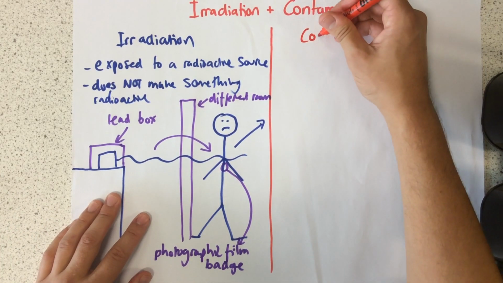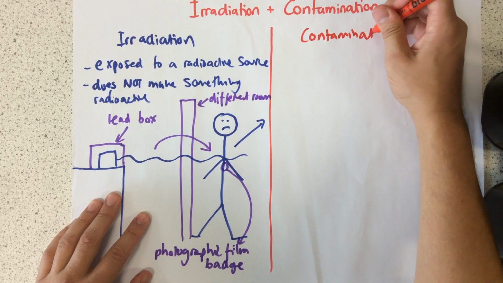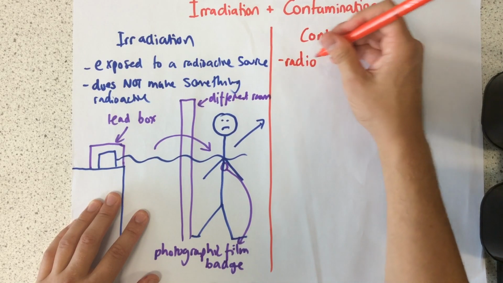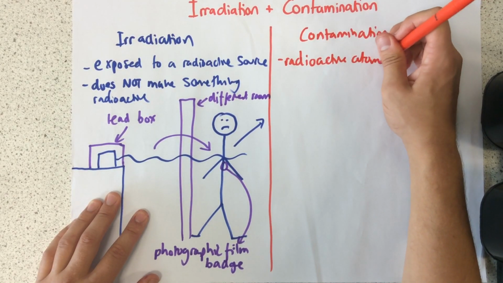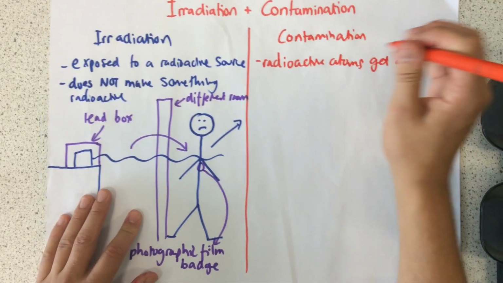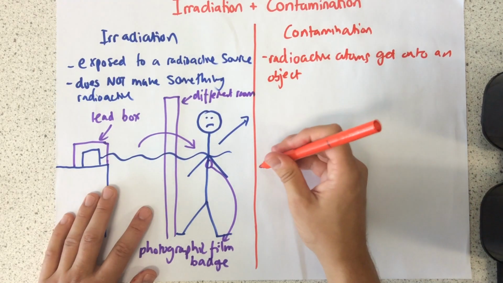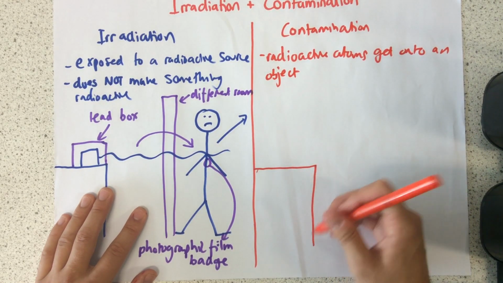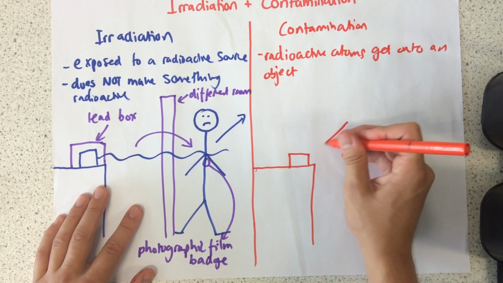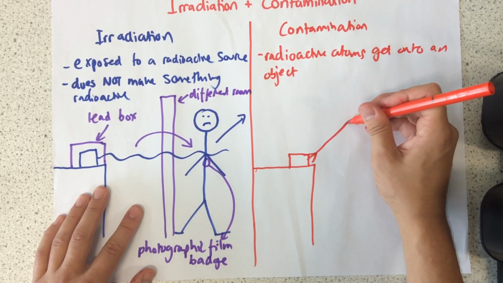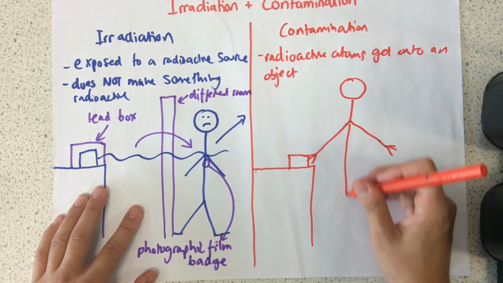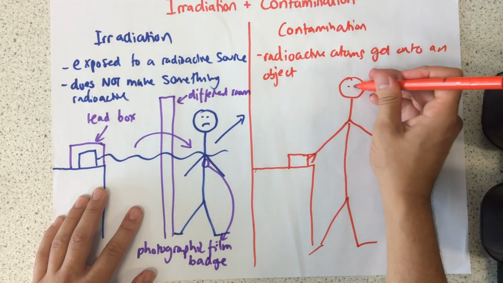The other one we need to look at is contamination. Now this one is potentially a little bit more serious, because this is when radioactive atoms get onto an object. So let's just imagine we've got a radioactive source right here, but this time this person has gone over and they have touched that radioactive source right there. Apologies for my stick man, but they have touched this radioactive source right here, okay?